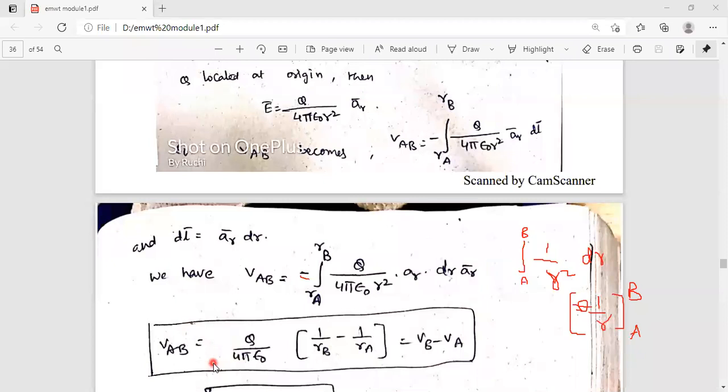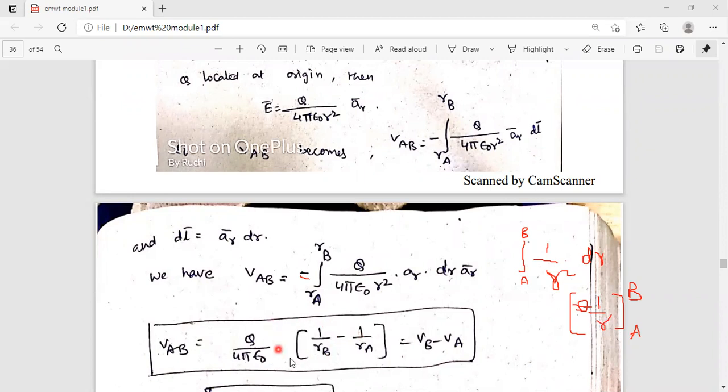The potential difference between 2 points A and B. Okay, what are the 2 points? Those are the 2 points between which the charge is moving along a line, and that too within an electric field. There is an electrostatic field region, and in that region the charge is moving from initial position A to final position B. Then the potential difference between those 2 points is given by VAB is equal to q by 4 pi epsilon naught into (1 by RB minus 1 by RA). Okay, this is the expression.